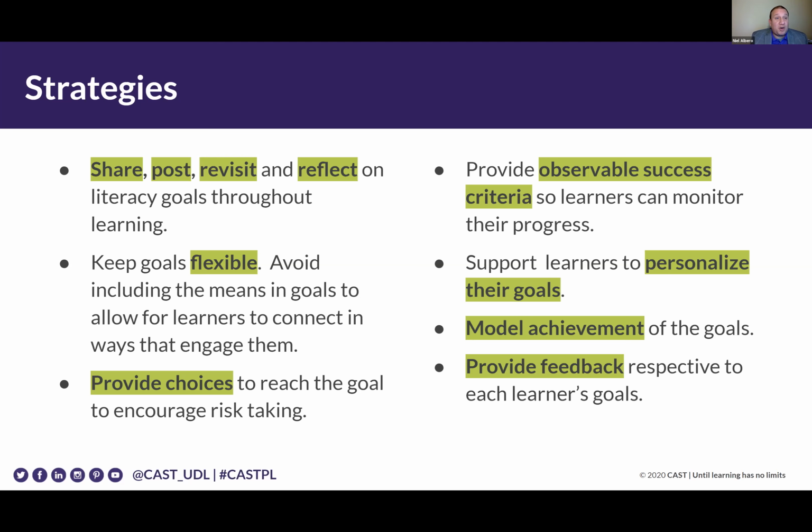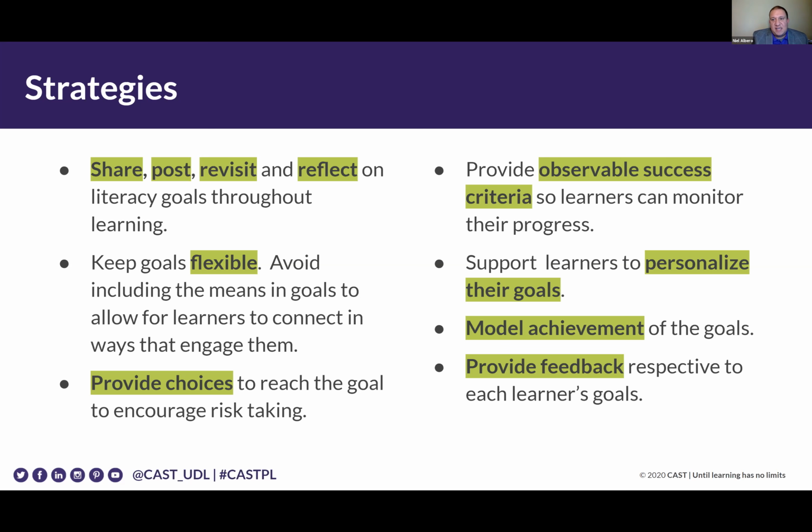Support your learners to personalize their goals. So if the goal is to write this essay, what do they want to focus on about becoming a better reader or writer in that environment? Help them personalize those goals. Again, take a look at some of those videos that we have in our resource document, can be a good model for you. Model achievement of the goals.